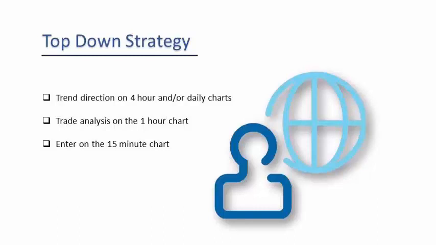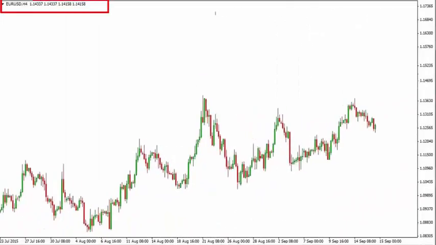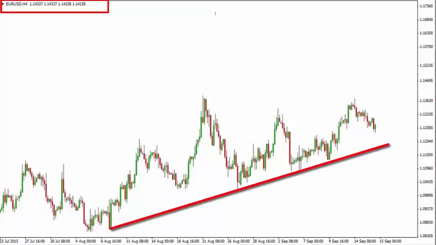And then we will switch over to the hourly chart to add the stochastic and the moving average indicators. So let's put this into action. Let's open the Euro-US dollar currency pair on the 4 hour chart. Here you can see this currency pair is an uptrend. So to trade in the direction of this upward trend, let's open the hourly chart to do our chart analysis.